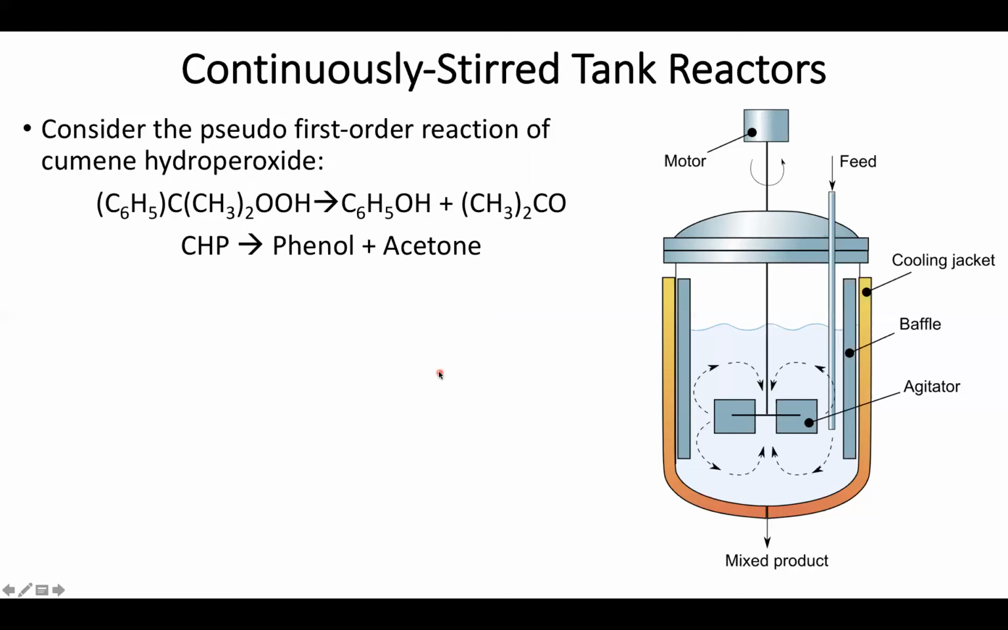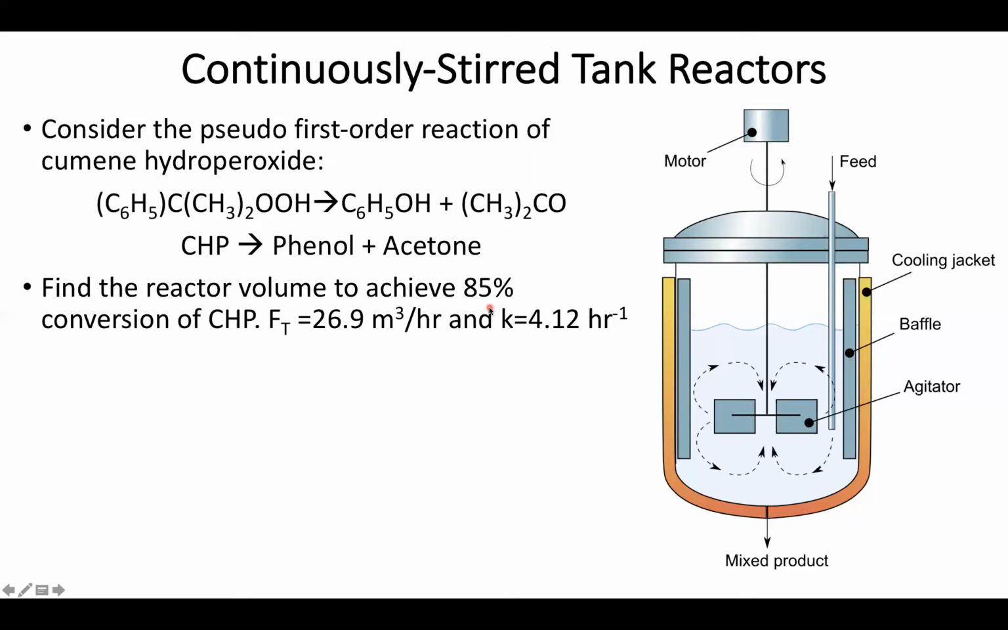So what I want to do is figure out how big of a reactor I need to achieve a certain percent conversion. Let's say I want to have an 85% conversion of my CHP. So this should give me, again, about an 85% yield. I'm going to do this for a reactor where I have a feed rate of about 27 cubic meters per hour, and a rate constant of about 4.12 per hour, which again is going to be dictated by the nature of the reaction itself.